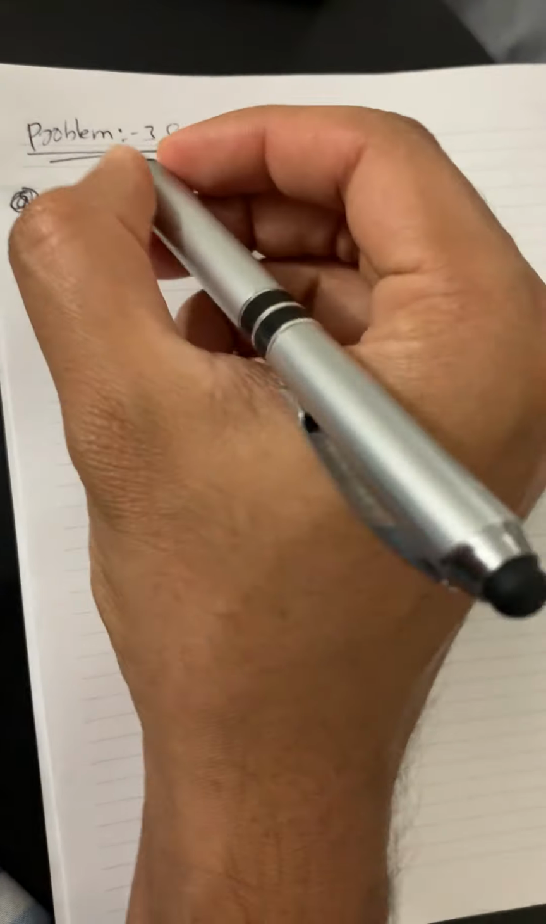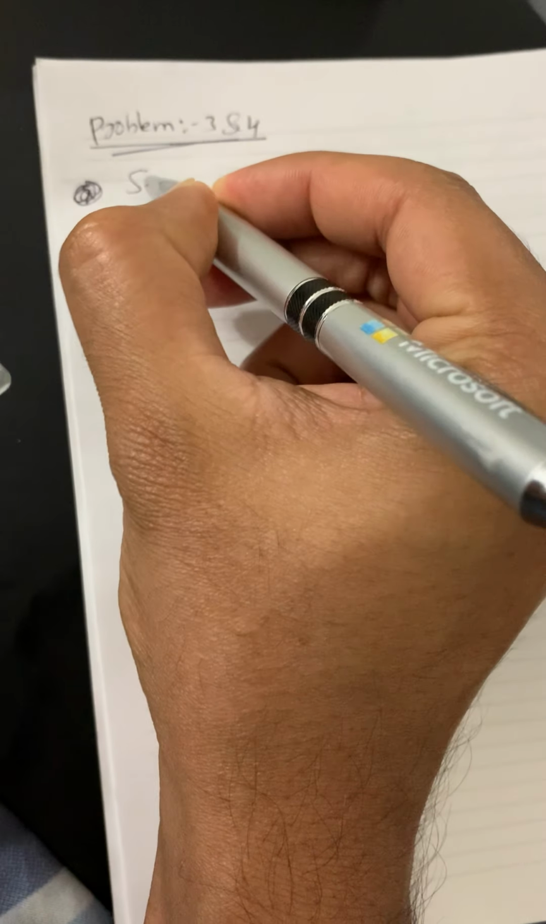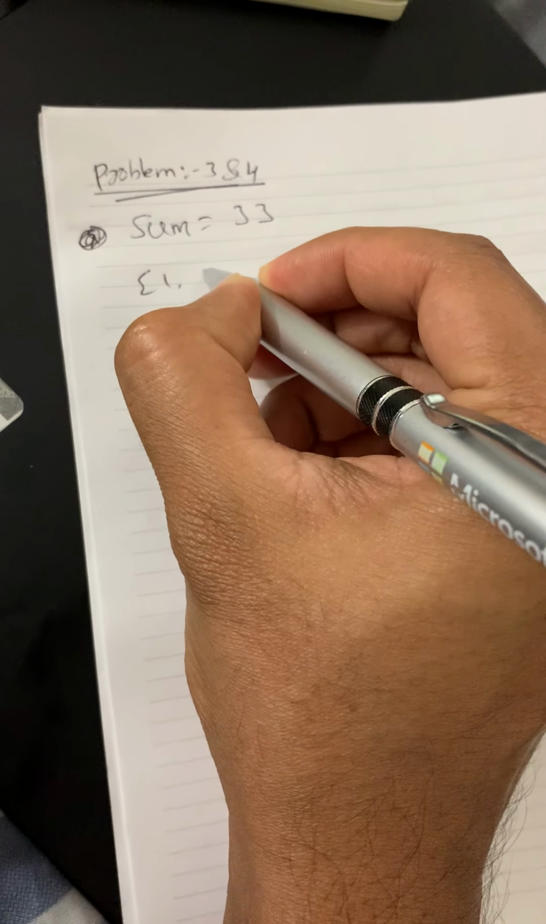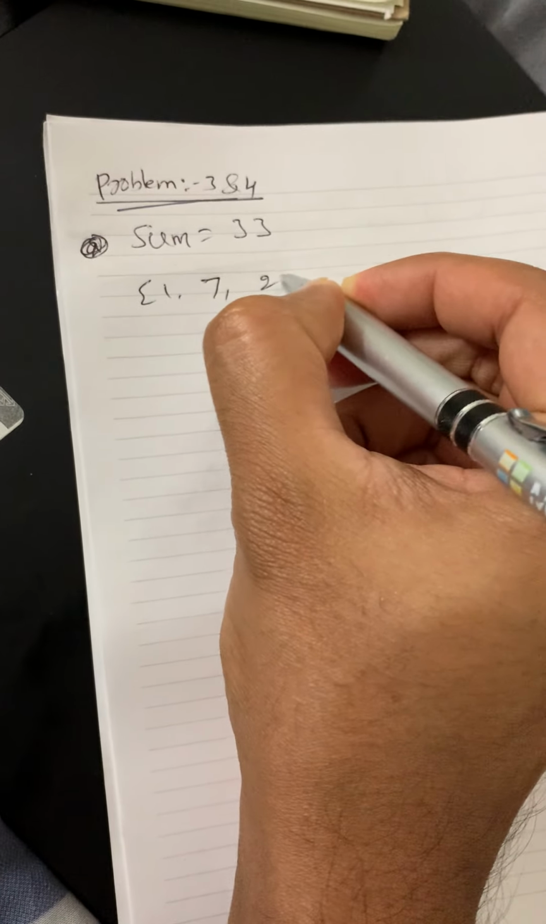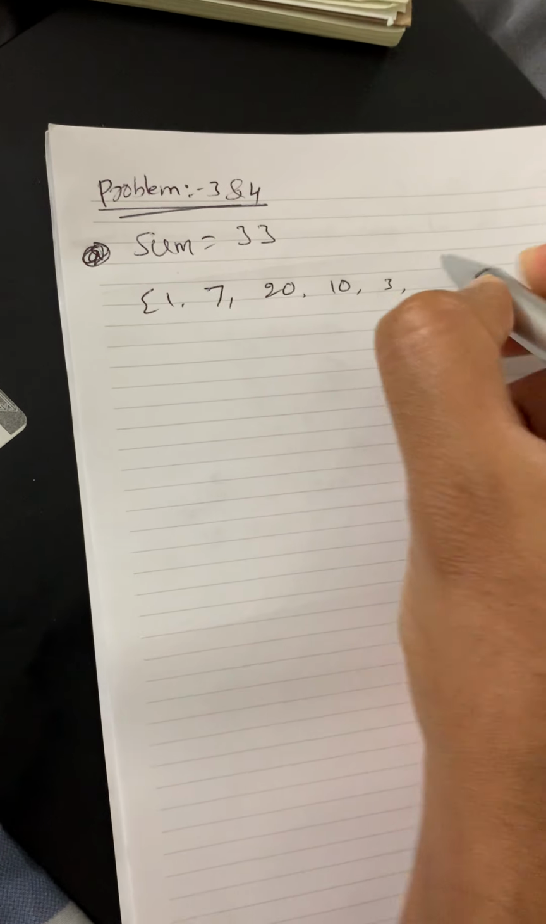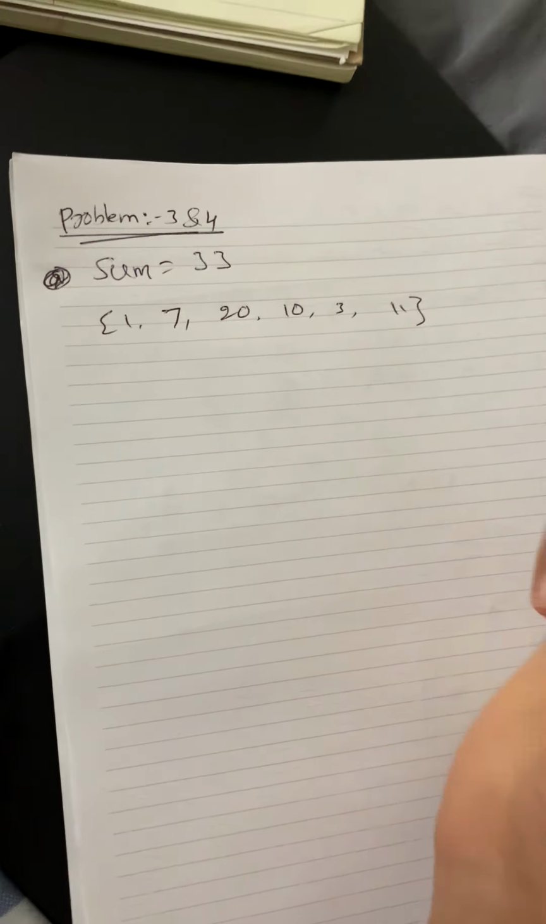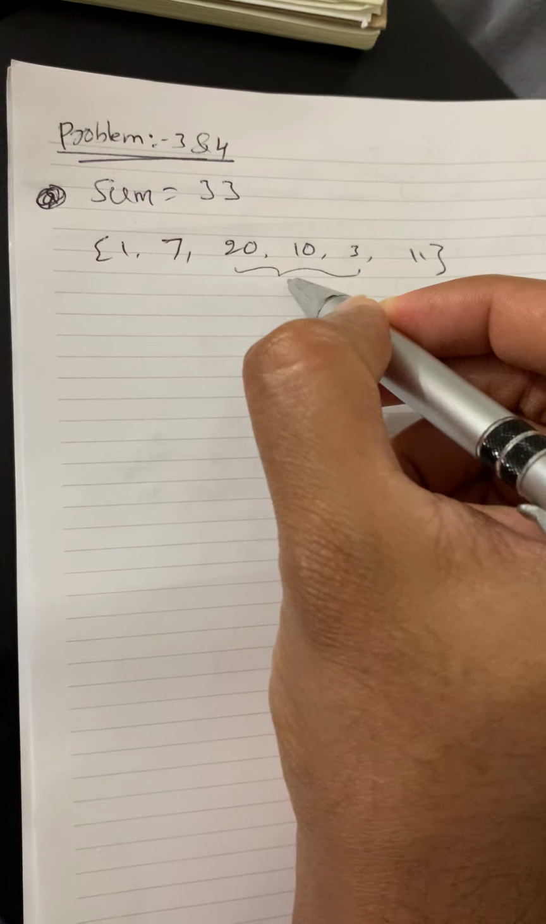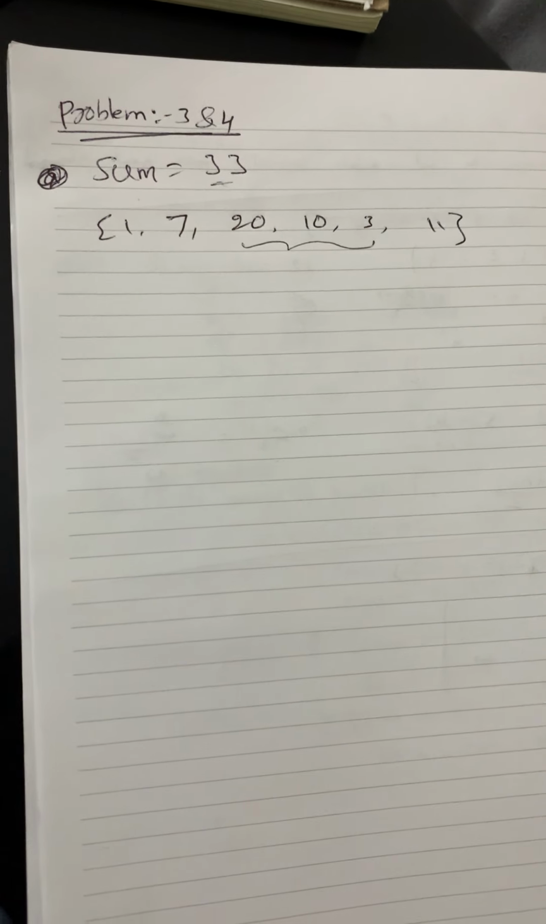So this video is about problem number 3 and problem number 4, where I need to find the subarray which adds up to a given number. So let's say our sum equals 33 and the array is 1, 7, 20, 10, 3 and 11. So our output should be these three, because if we add these three, it adds up to the number 33.